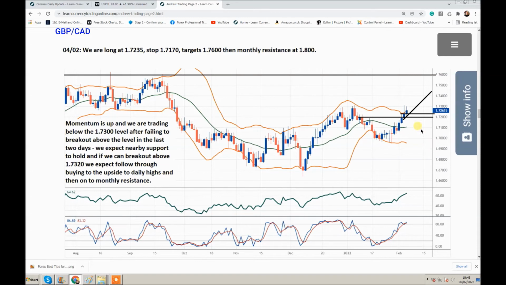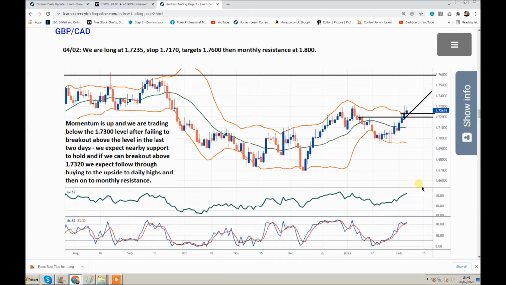How would you play this one? My view is if we break out here above 173, I haven't drawn the line in, we can see the pokes at the level, not following through. If we break out, we should go to 176 in my view, then 180.